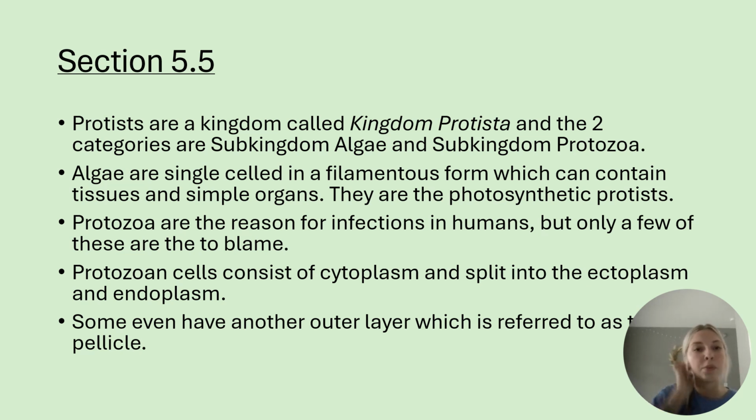Moving on to section 5.5, the kingdom called Kingdom Protista, and the two categories are subkingdom algae and subkingdom protozoa. Algae are single-celled and filamentous forms which can contain tissues and simple organs. They are photosynthetic protists.